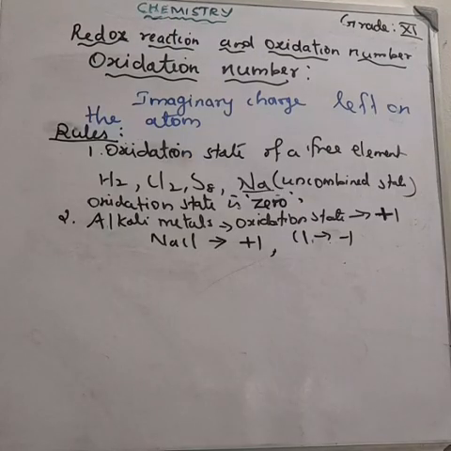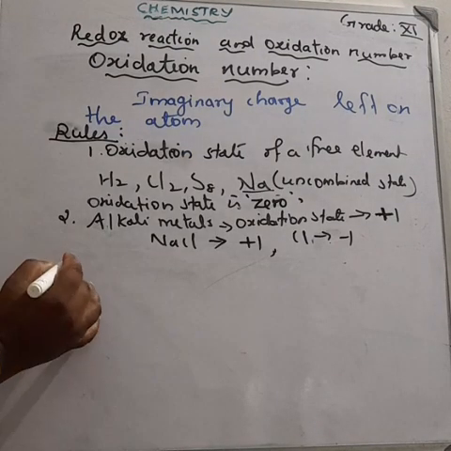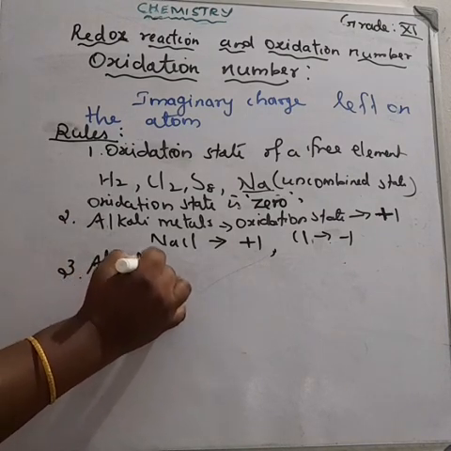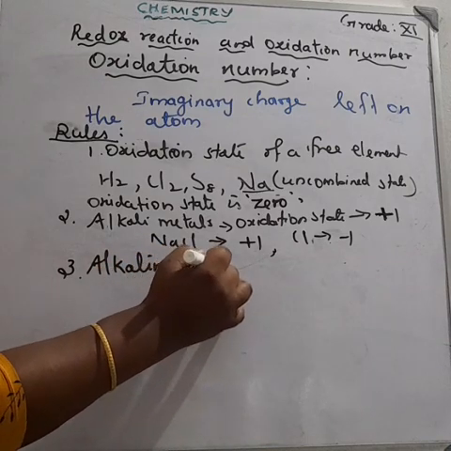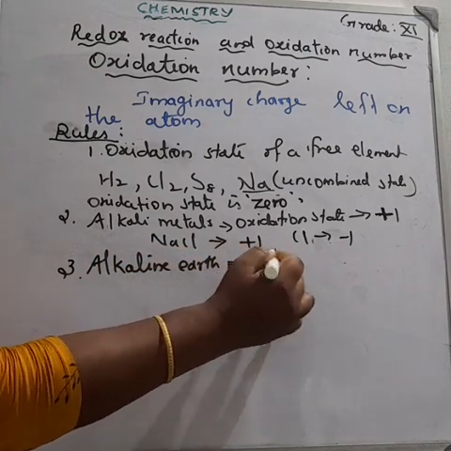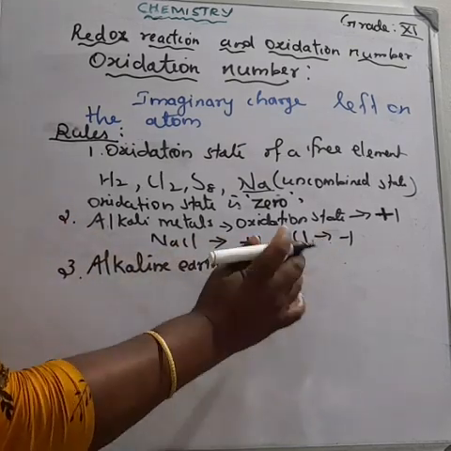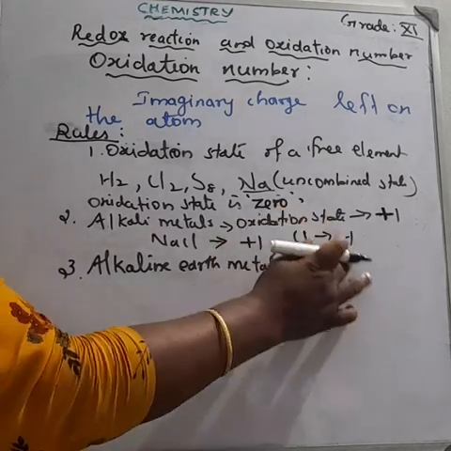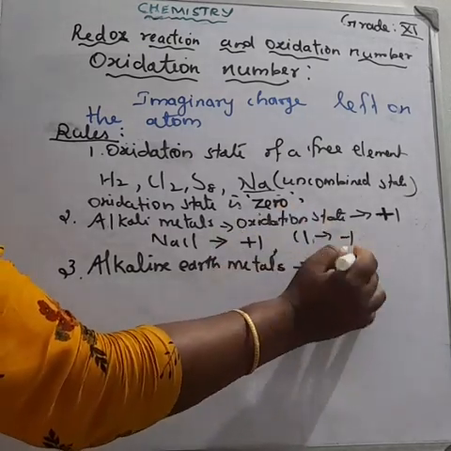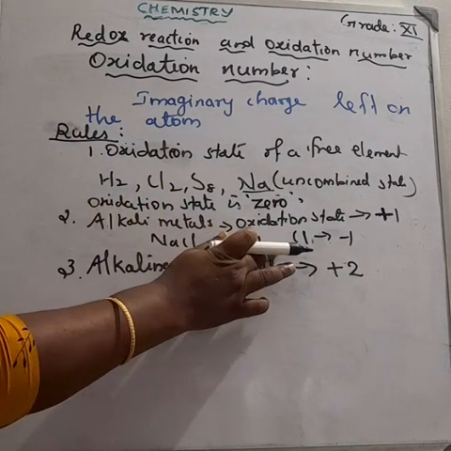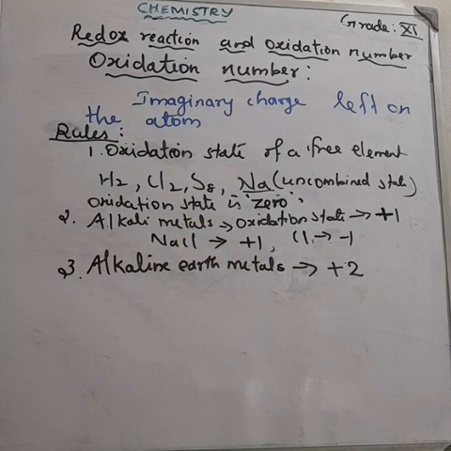And then the fourth point. When we take alkaline earth metals, the oxidation state is +2. What are the alkaline earth metals? Second group elements we call alkaline earth metals. Beryllium, magnesium, and so on. Understood. So alkali metals have +1 oxidation state, and alkaline earth metals have +2 oxidation state. This is the fourth rule.